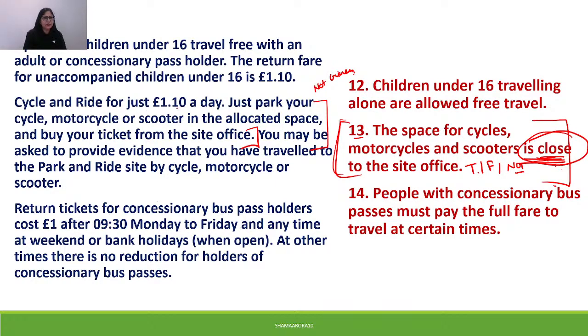Cycle and ride for just this much a day. Just park your cycle, motorcycle or scooter in the allocated space and buy your ticket from the site office. So have they written anywhere that it is close or too far? It's not written anywhere, isn't it?